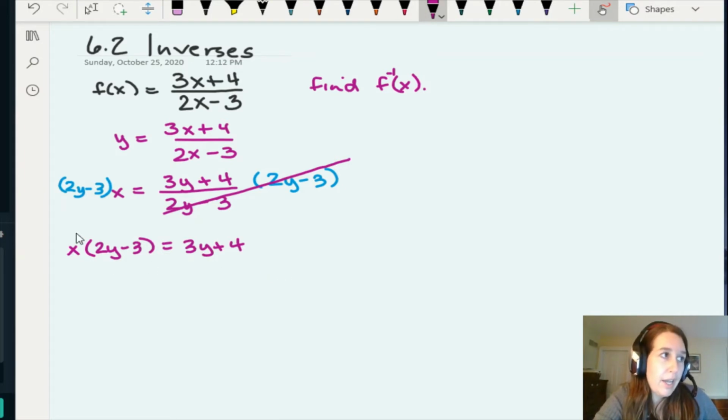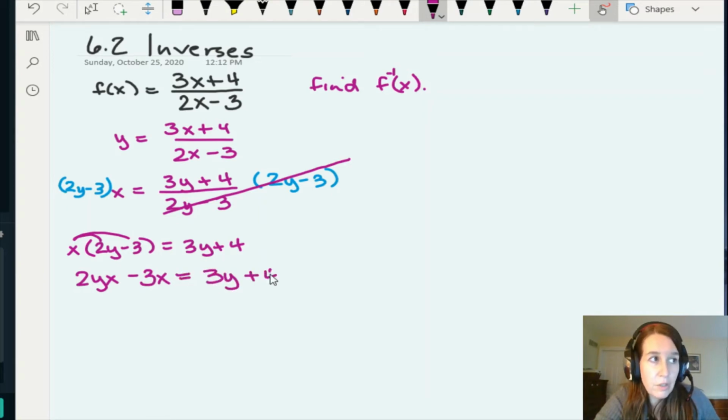Okay, now this is the part that gets a little complicated. We're going to multiply the x into the problem, okay? We're going to do that this time because if we divide both sides by x, now we just have this side of the problem with an x in the denominator. We just got rid of fractions. We really don't want fractions if we don't have to have them. So multiply the x in. So you get 2yx minus 3x. And that's going to be equal to 3y plus 4.